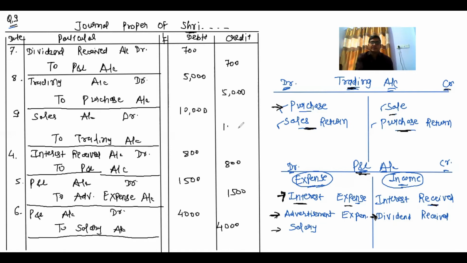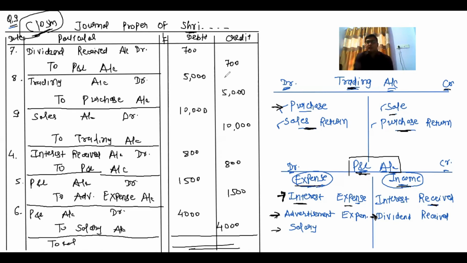It is a very simple sum. Just remember that in trading account, the debit side has purchase and sales return, and the credit side has sales and purchase return. Now in P&L account, all expenses are debited, all incomes are credited. On the basis of this we have completed what are called closing entries. After completing this, we total all these transactions and check that debit and credit match. That's question number 9.